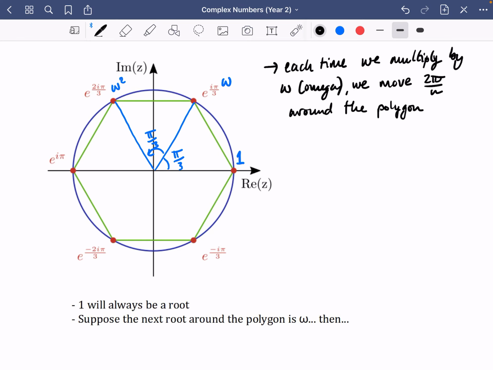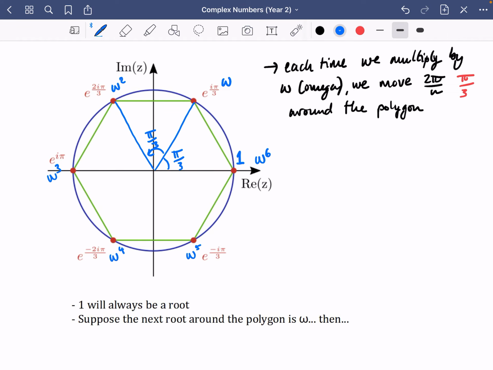So in this case, you would move 2 pi over 6, which is pi over 3, because we're doing it with n to the power of 6. So we have 1, omega, omega squared, omega cubed, omega to the power of 4, omega to the power of 5, and then the last one that we have is omega to the power of 6.